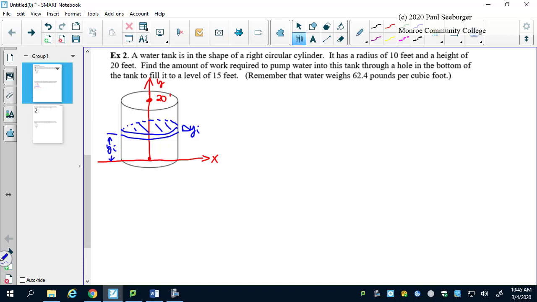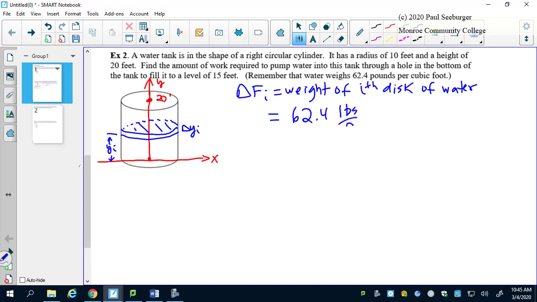All right, so let's see what we're going to have then. The delta F sub i, the weight of the ith disk of fluid. And this is water this time. That's equal to the density, which we're told here is 62.4 pounds per cubic foot, times the volume of this disk, which in this case, what is the radius of each disk?